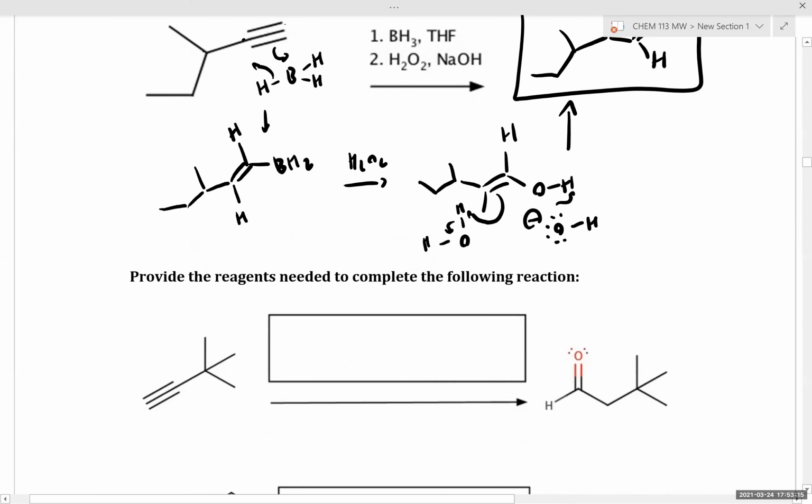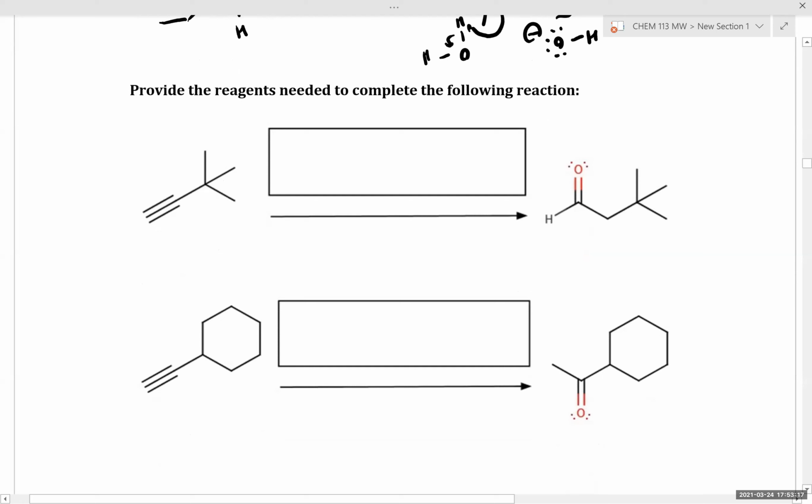Okay, so let's try another example. In this case, we're asked to provide the reagents needed to complete the following reaction. So we have two different reactions, and we want to fill in the blank with the reagents needed to complete them. We have two different alkynes, and in the first case, we're making an aldehyde. In the second case, we're making a ketone. We'll call these two reactions A and B, and I would like students to share their proposed reaction conditions to complete reaction A and B.